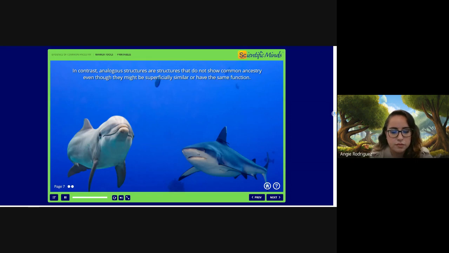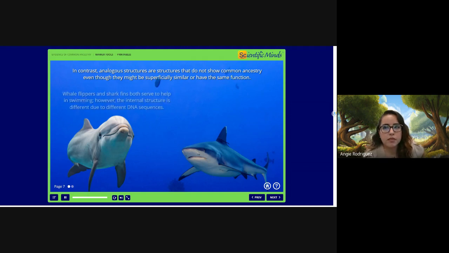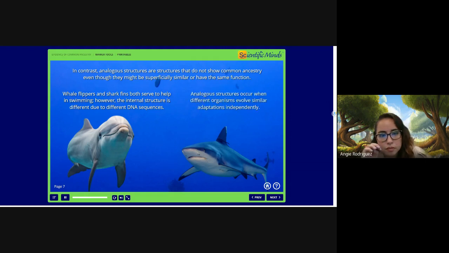In contrast, analogous structures are structures that do not show common ancestry, even though they might be superficially similar or have the same function. Whale flippers and shark fins both serve to help in swimming. However, the internal structure is different due to different DNA sequences. Analogous structures occur when different organisms evolve similar adaptations independently.